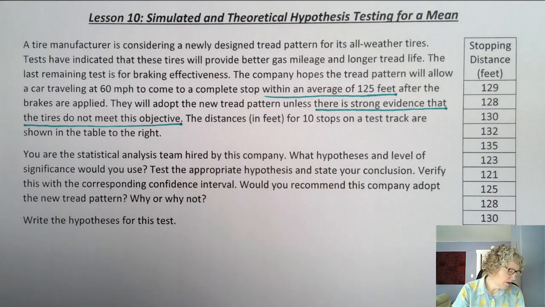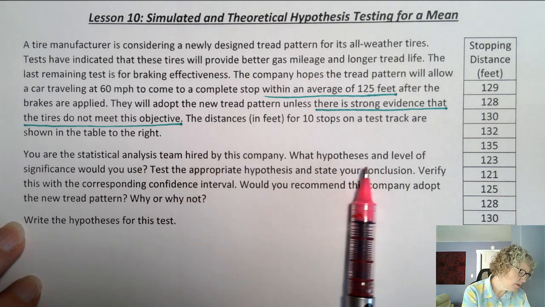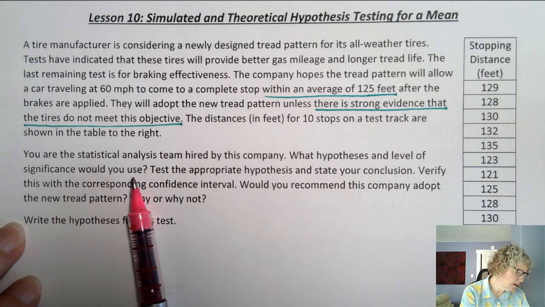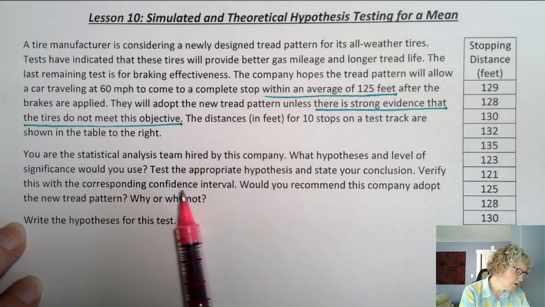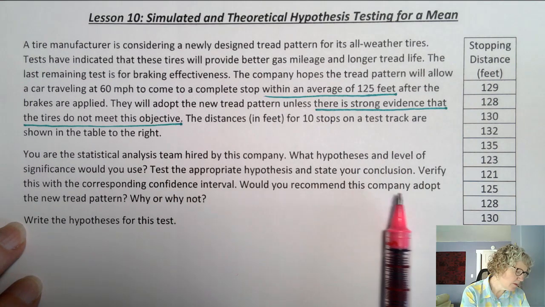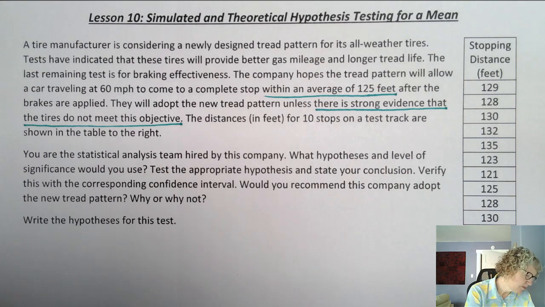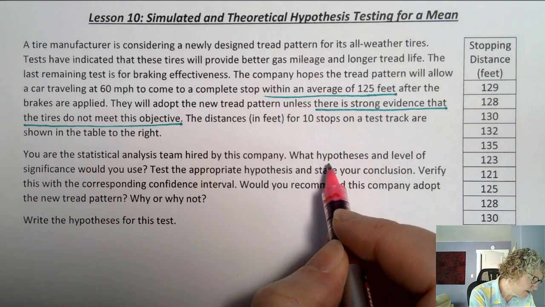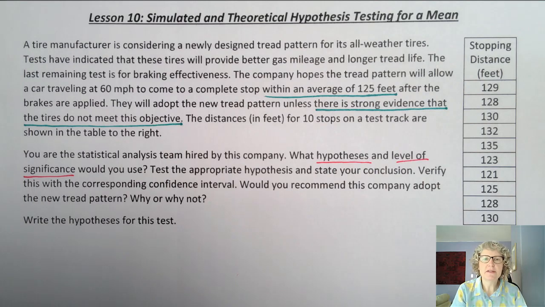Okay, what are we going to be doing here? You are the statistical analysis team hired by the company. What hypotheses and level of significance would you use? Test those hypotheses, state your conclusion. Verify this with a corresponding confidence interval. Would you recommend this company adopt the new tread pattern? Why or why not? Okay, so we're going to start with our hypotheses and then level of significance. If you want to try this out on your own, feel free to pause and try it out and then come back and double check.